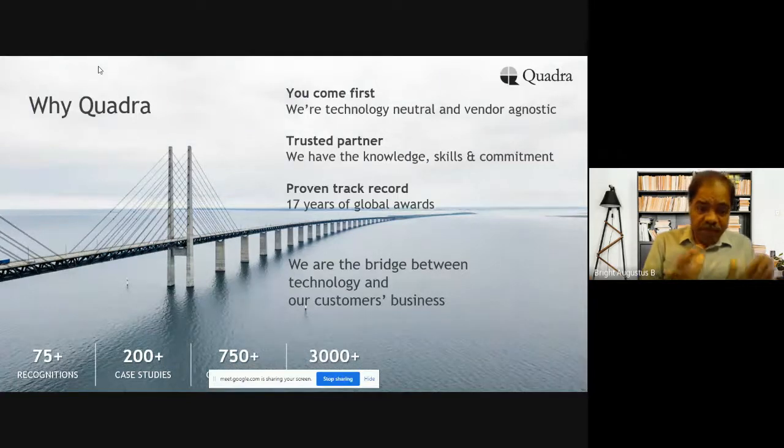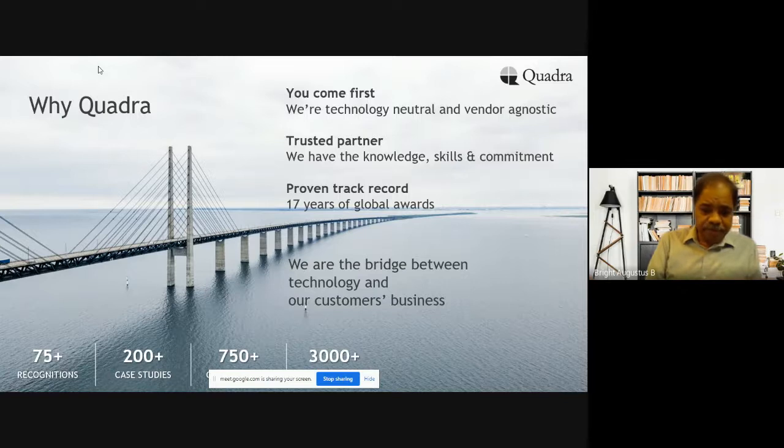We have 75 plus recognitions, 200 plus case studies we have posted in our OEM's pages, open sources, and even in our web pages. Please visit quadrasystems.net. You will be able to see a number of such case studies talking about how we have been suggesting the best kind of solution to our customers.